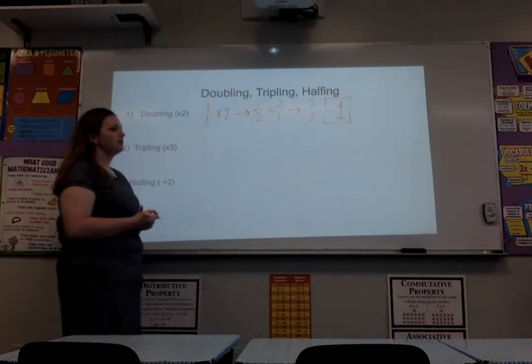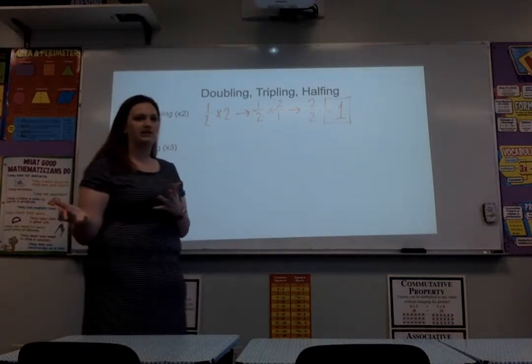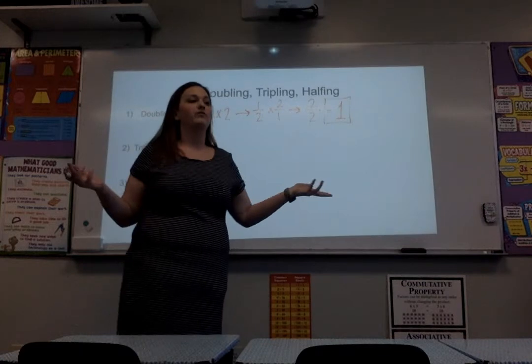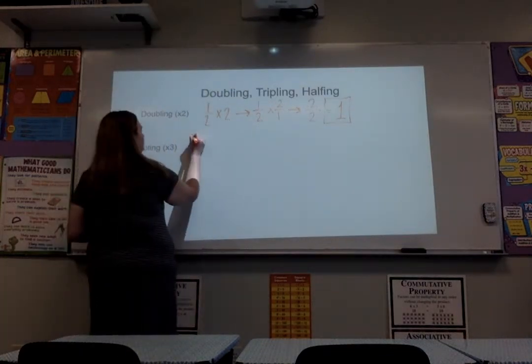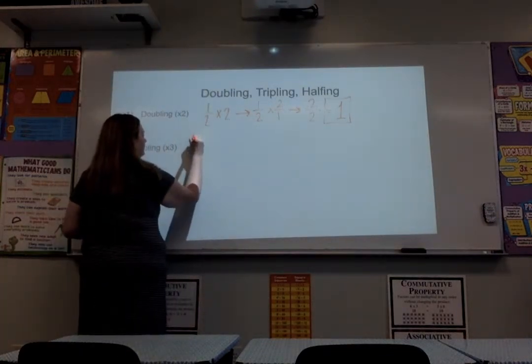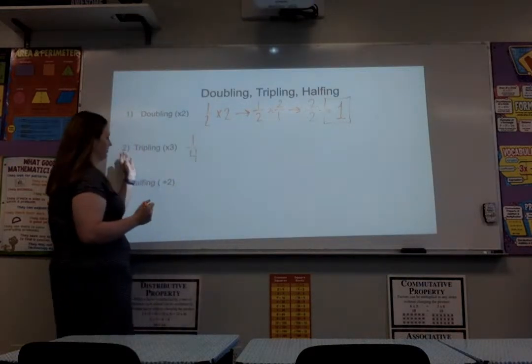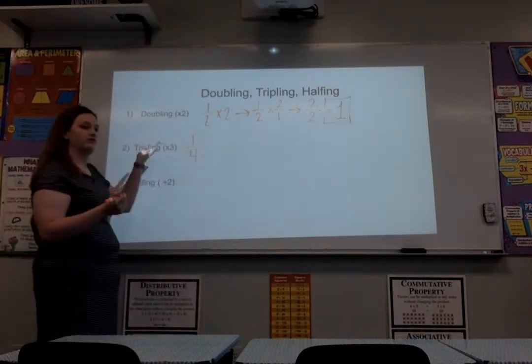So let's talk about tripling a fraction. Let's say another common fraction you would see is what? Can anybody think of one if they've ever helped their parents cook? 1/4, right? So we have 1 over 4. Now, tripling means to times it by what number? 3.